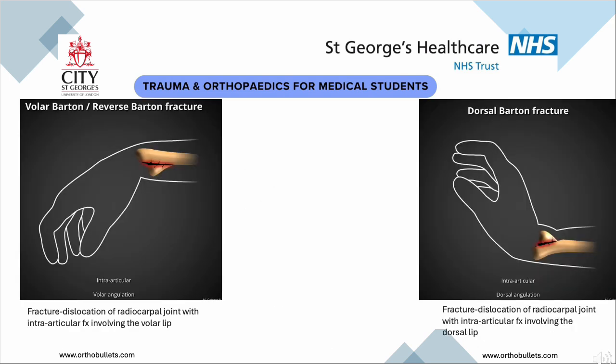The Barton's fracture is a little bit more complicated because this is a fracture dislocation of the radiocarpal joint, and they can either be volar or dorsal. These are really variants on the Colles and the Smith's. You don't need to be particularly aware of them. You do need to know something about the Colles and the Smith's fractures though.